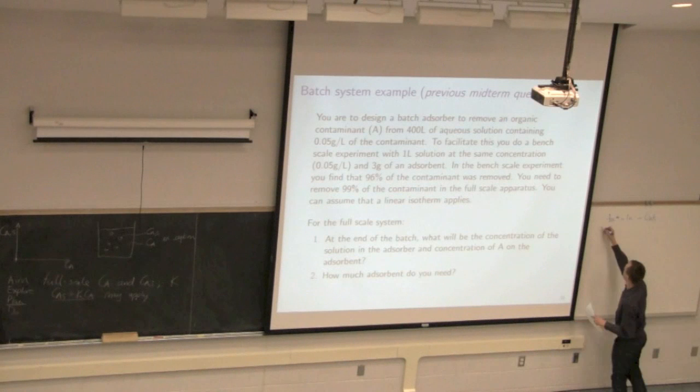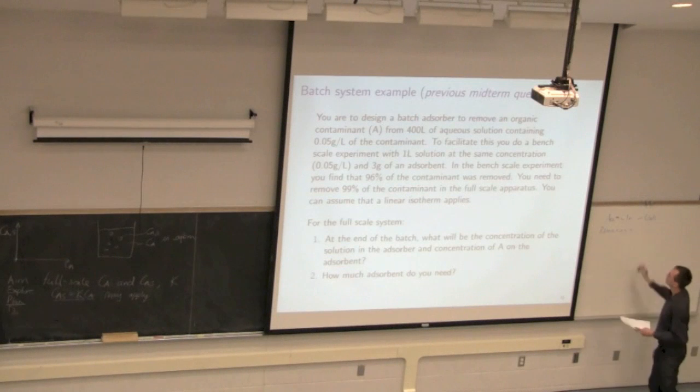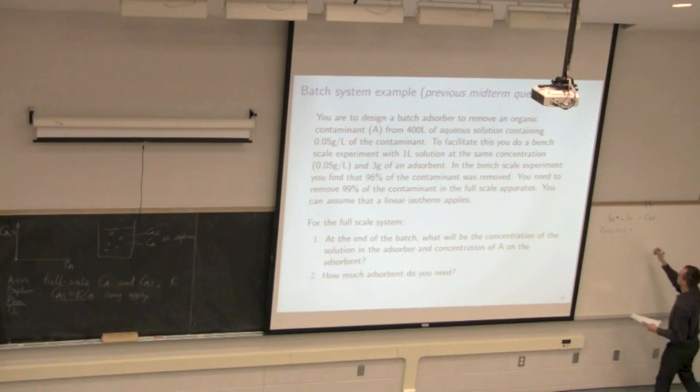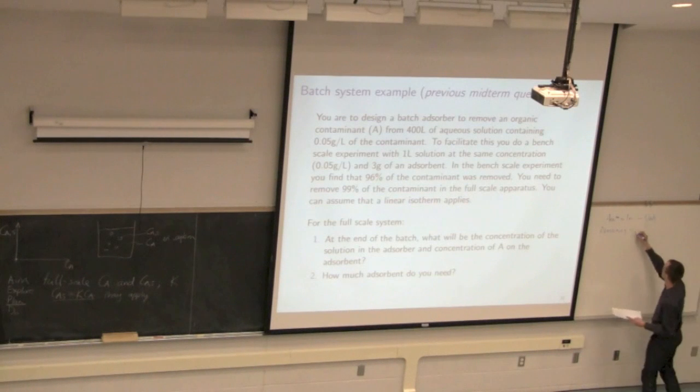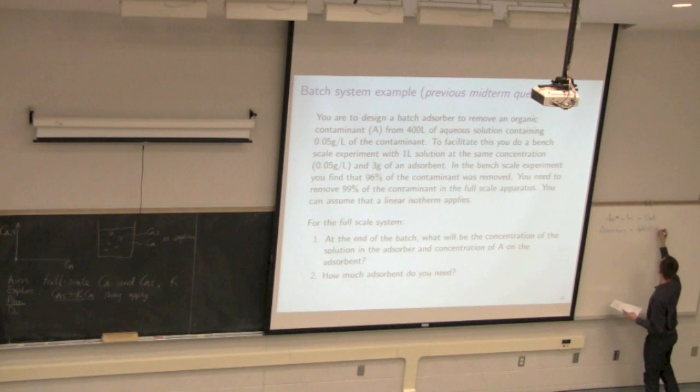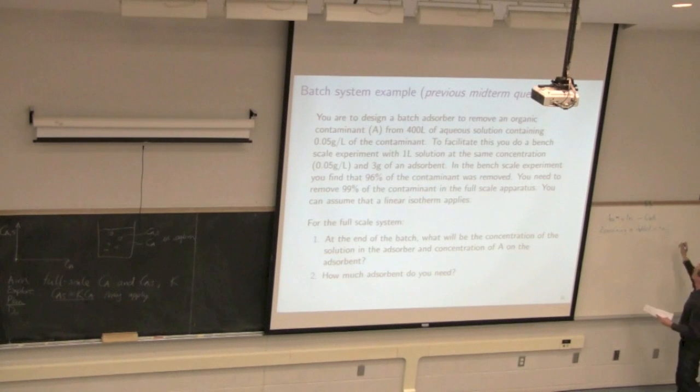So accumulation would be what's remaining, which is equal to what's added initially to the system, minus out. Out is being adsorbed onto the solid. Another way you can see it is if you add a certain amount of material, it's either going to remain in solution or it's going to get adsorbed onto the solid.